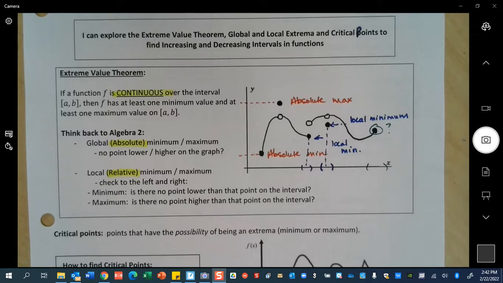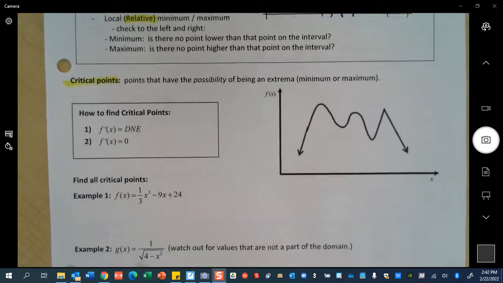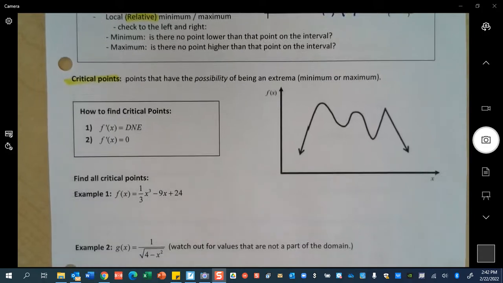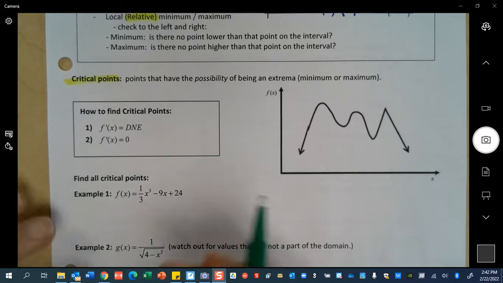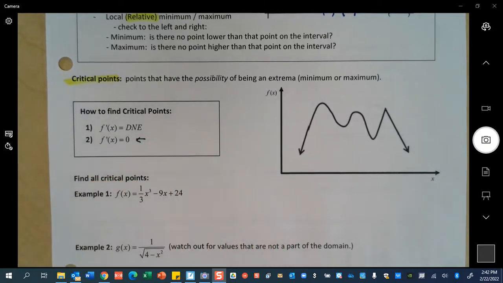Sound okay? All right. So we're going to start talking about critical points, and our critical points are going to be important things for us to figure out how the graph is changing. They are points that have the possibility of being either a minimum, a maximum, relative, local, global, whatever. And to find the critical points, we look for either an area where my derivative is equal to 0, or an area where my derivative does not exist.